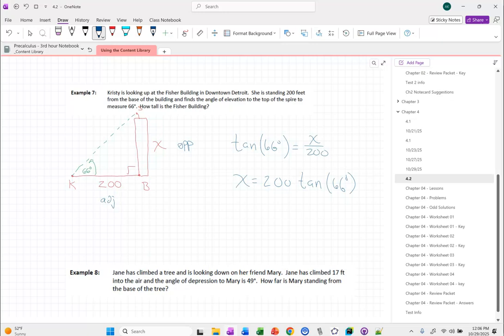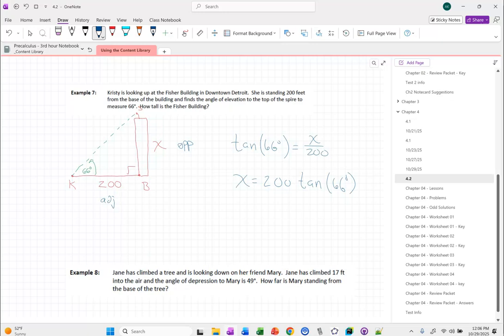Now, before I type this into my calculator, let me ask you a question. What mode should my calculator be in? Degrees. Well, how do I know it should be in degree mode? The angle is measured in degrees, right? It's told to me in the problem. So before I do anything on my calculator, I'm going to change my mode to degree mode because I know I just did stuff in radians. Mr. Kulik, am I going to have to switch my mode back and forth on the test? Yeah, you are. So you have to be careful about whether the problem is in radians or degrees.